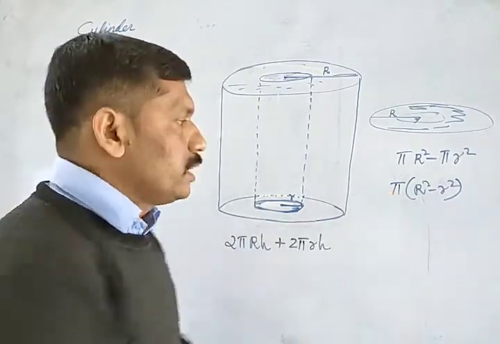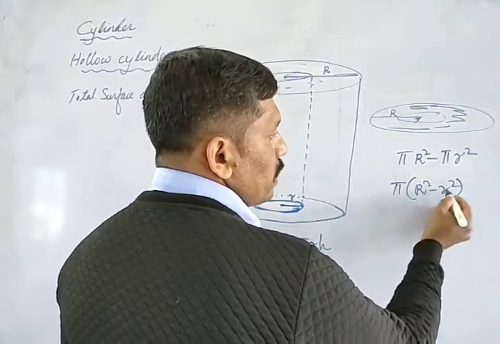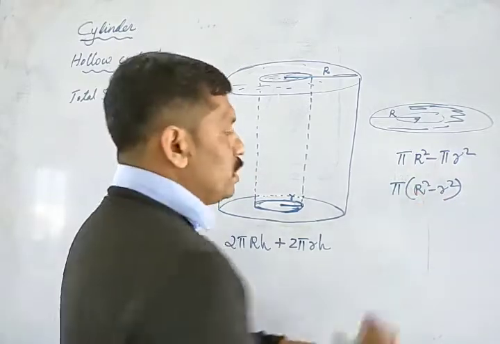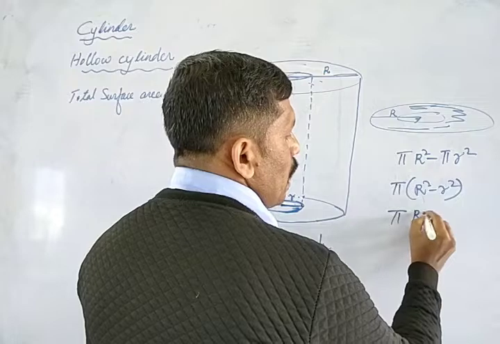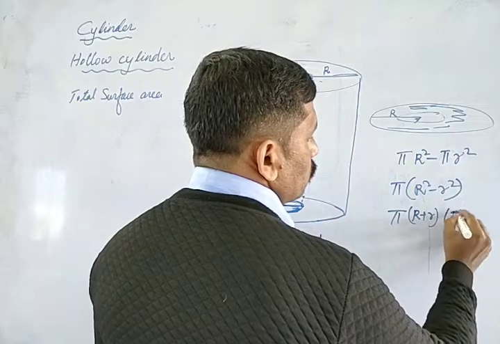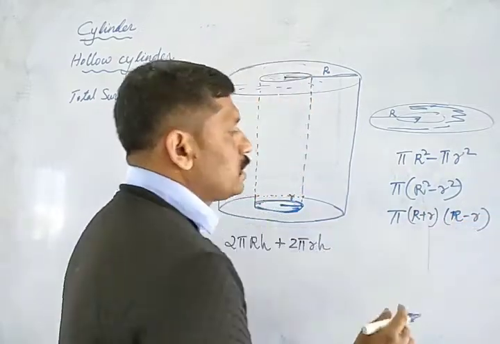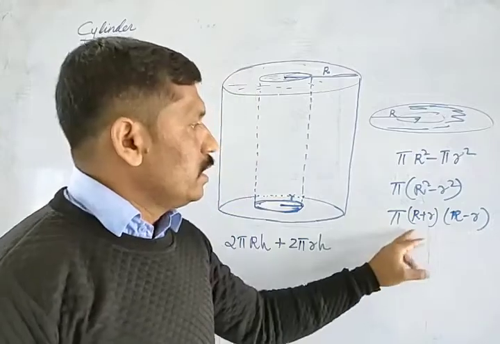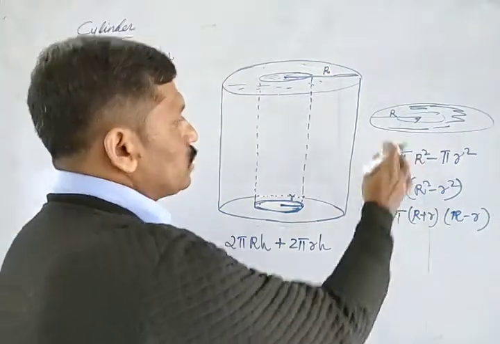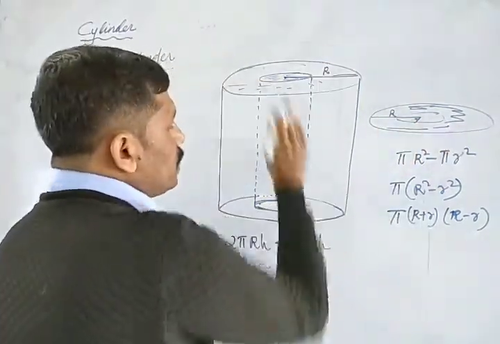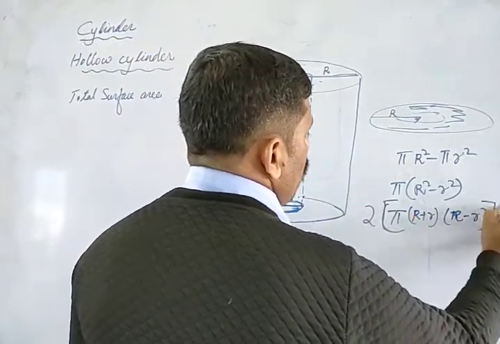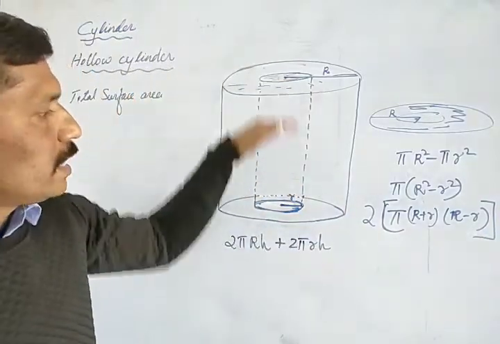Like that, two areas are there. This again we can write, R square minus r square, like a square minus b square, a plus b into a minus b. You studied this in identities. So it is pi into R plus r into R minus r. Like that, two faces are there. This is the area of one top face, and the same we multiply by 2. So this is the total area of the top and the bottom faces.